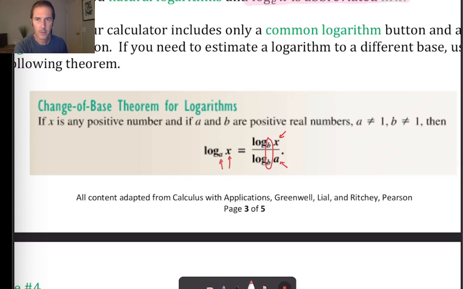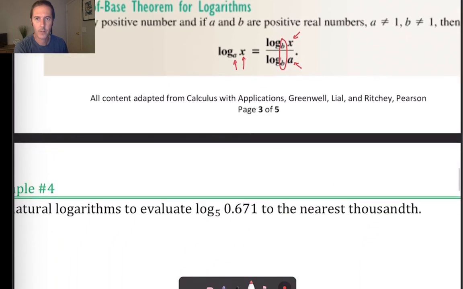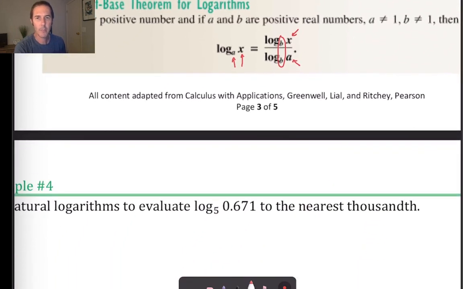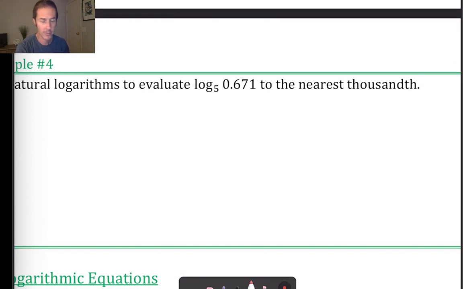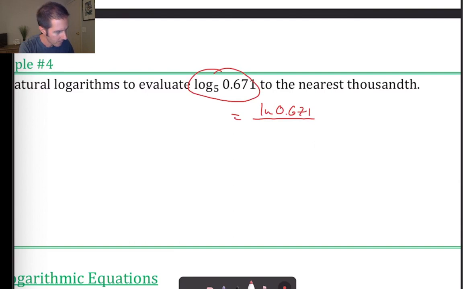I think maybe the best illustration is here. Base b, as I circled in the theorem at the top of the screen, it could be base 10 or it could be base e. Those are the two go-to bases, because I'm going to use natural log, which is a base of e. I'm going to rewrite this expression as the natural log of 0.671 over the natural log of 5.